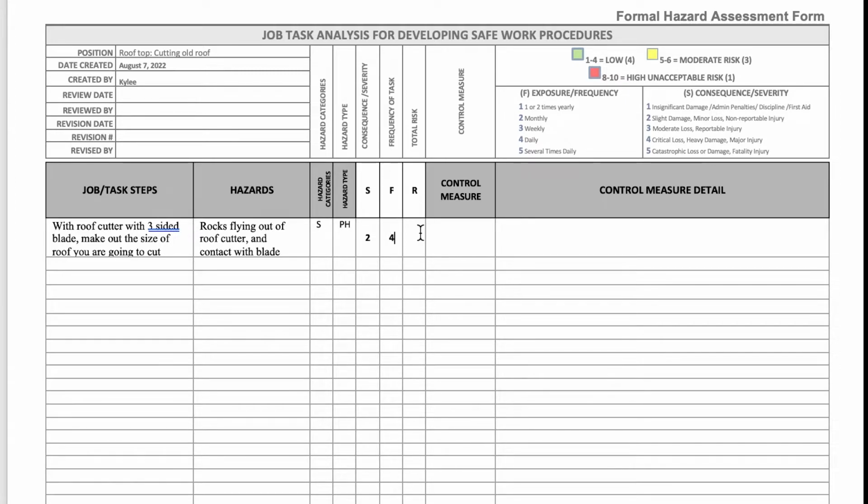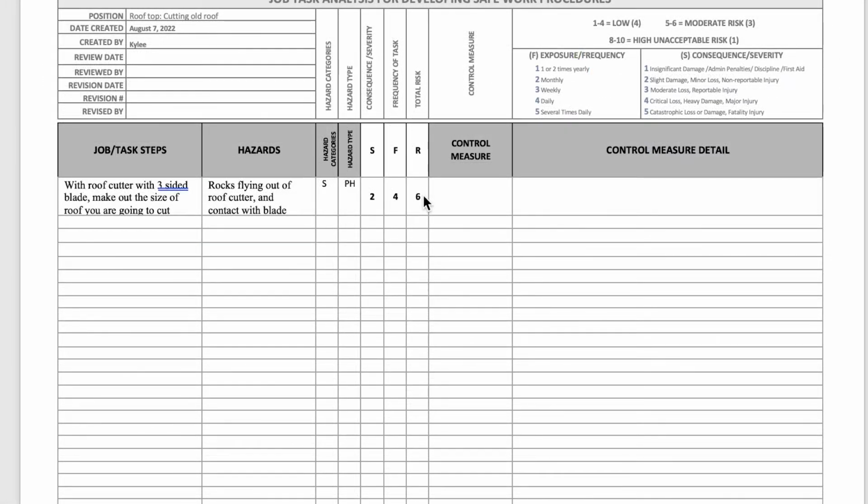And then you go into the risk. So what is the level of risk then? The probability that this is going to happen, and the score. So I would say based on both the 2 and the 4, that would be a 6. As you are adding the 2 together, come up with the overall total. Then you move into the control measures.